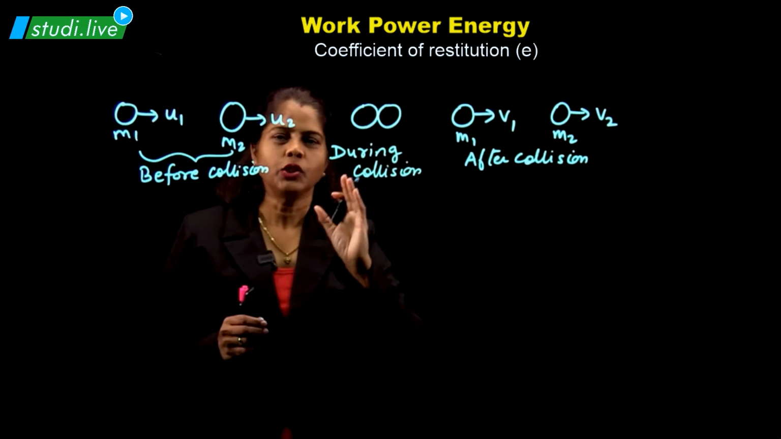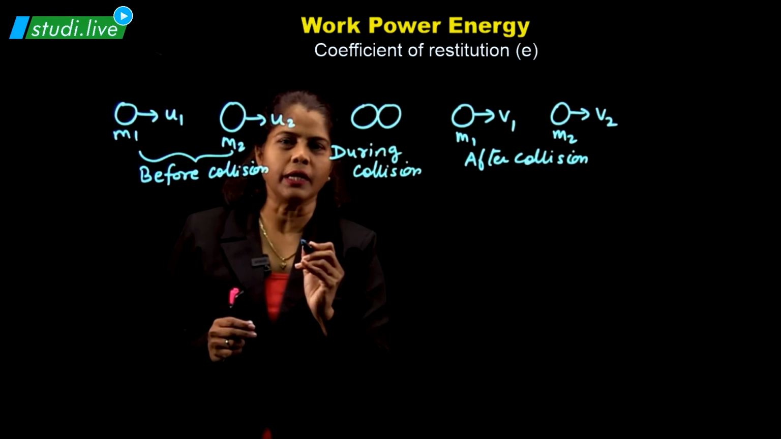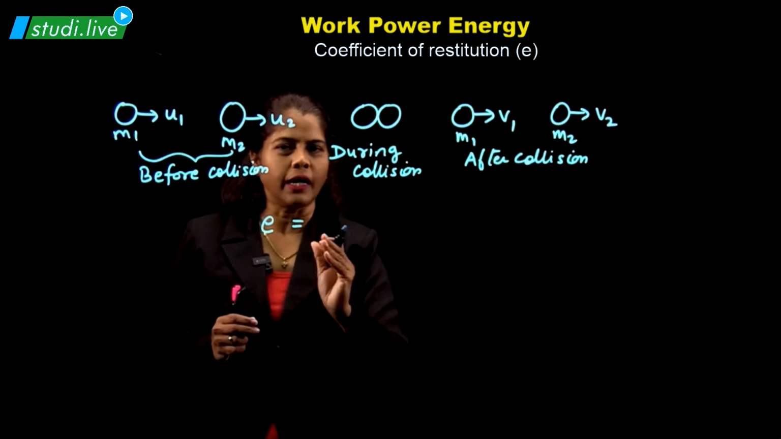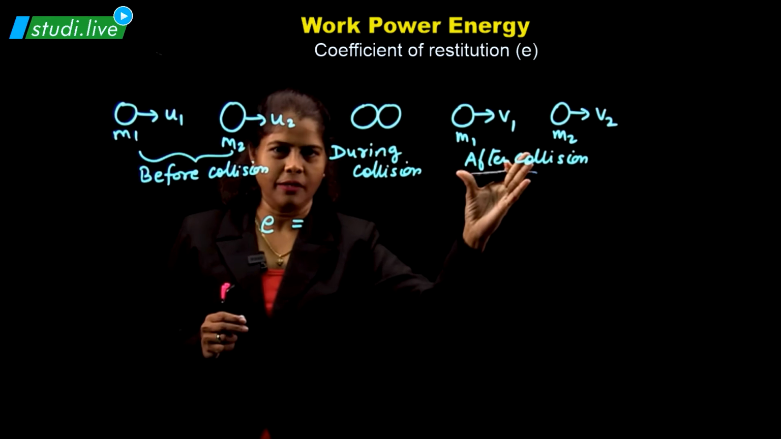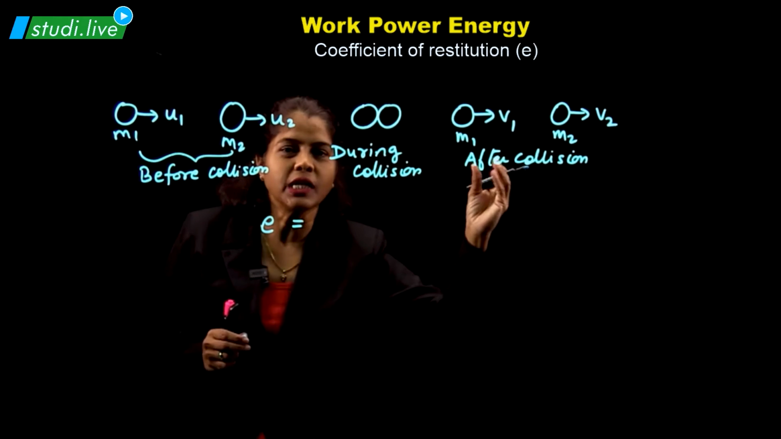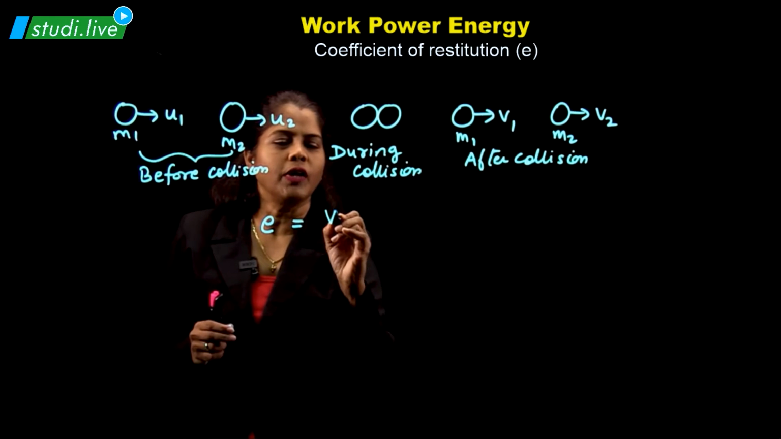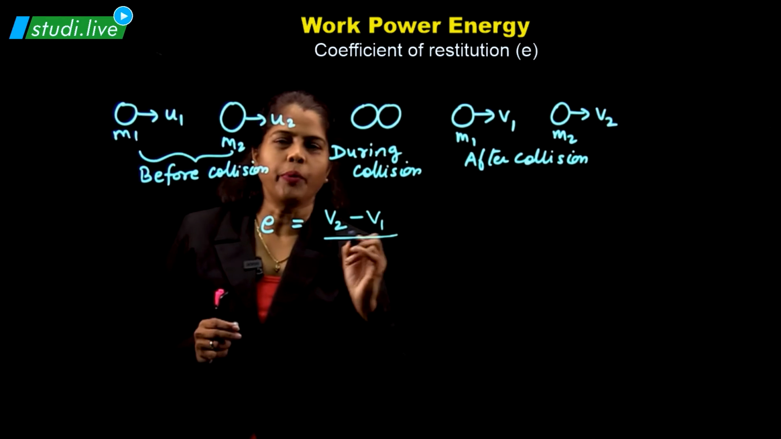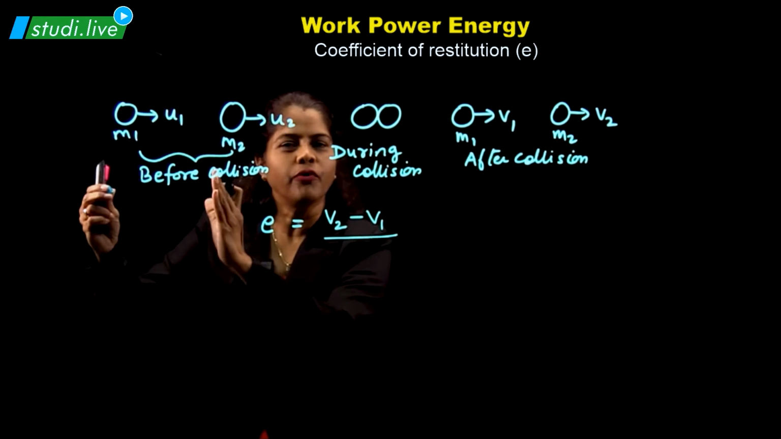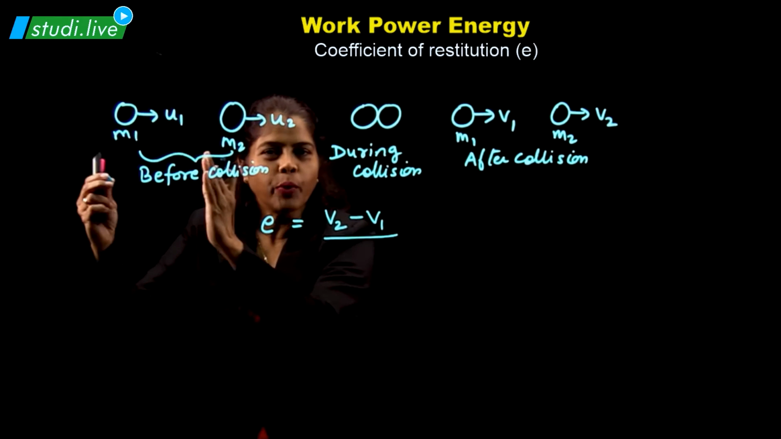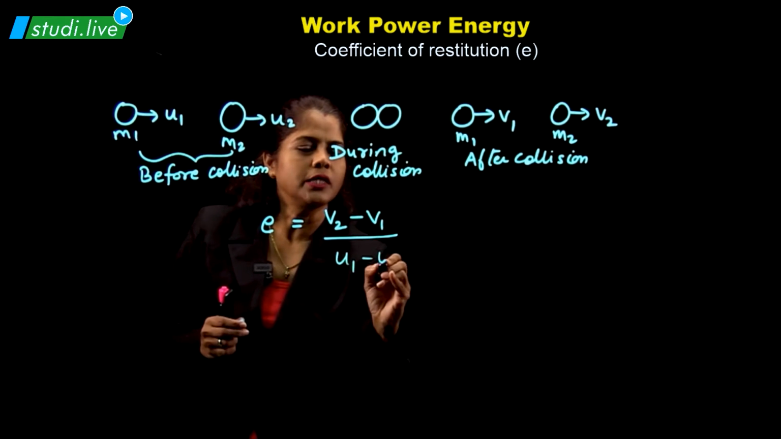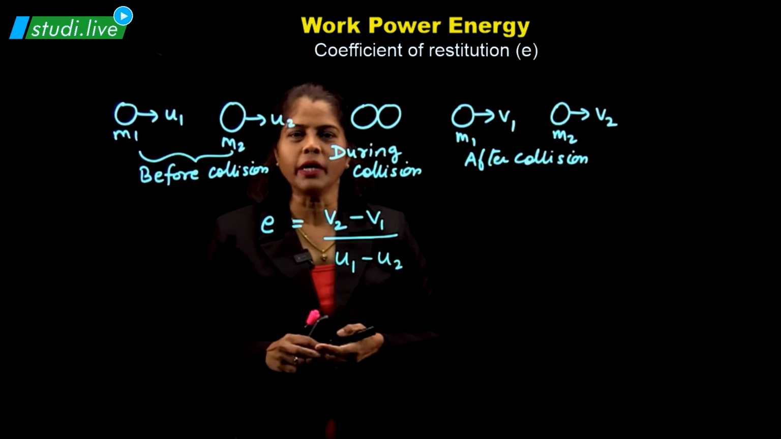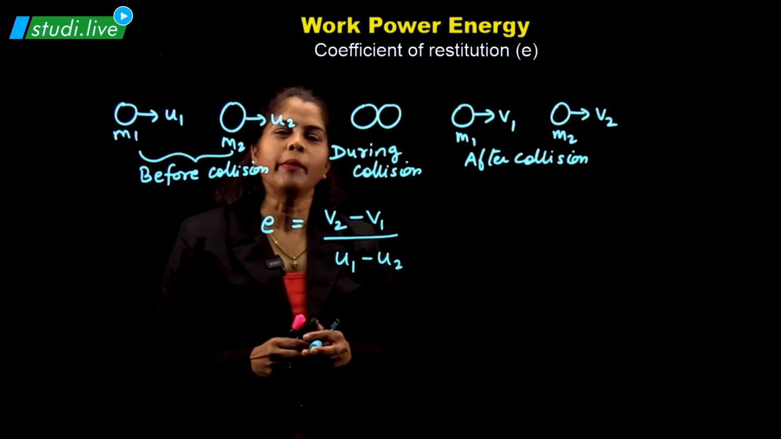In this case, to understand the degree of collision, it is given by e, the coefficient of restitution. It says that the relative velocity after collision, that is after separation, v2 minus v1, upon the relative velocity before collision, meaning during approach, that is u1 minus u2. This is the coefficient of restitution. So we get the formula e = (v2 - v1)/(u1 - u2).